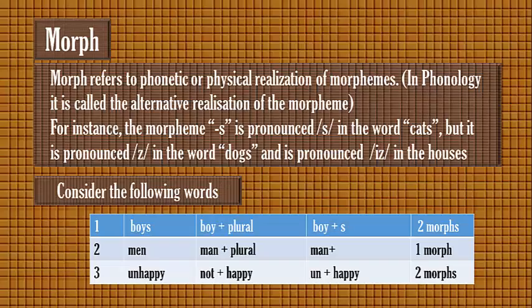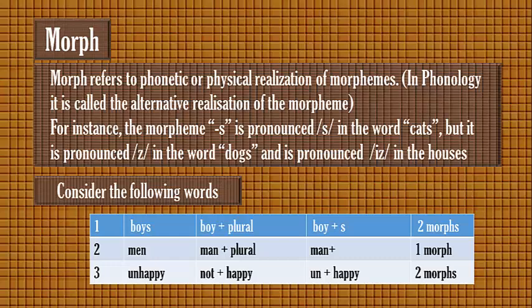Consider the following words. The first row, boys. Boys have two morphemes, boy plus plural. And this plural morpheme is represented by S. So there are two morphs. In the second row, the word men has two morphemes, man plus plural. Man is physically present, but the plural morpheme has no physical representation, and therefore there is only one morph.